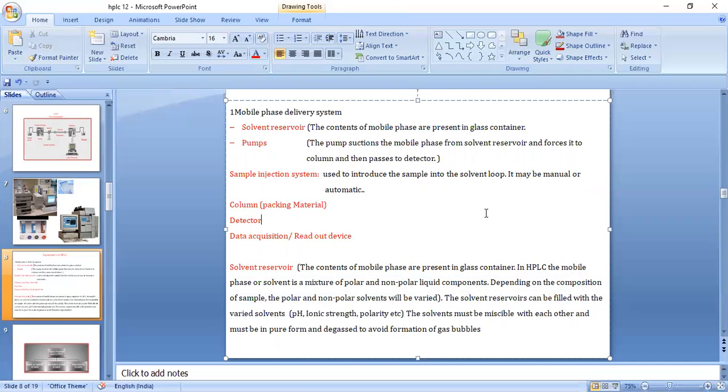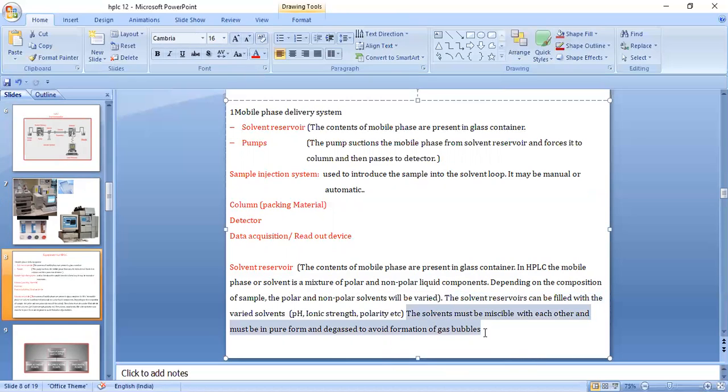For example, you are using methanol and water for the separation of polar components. Depending upon the polarity of the samples, you can vary the concentration of the methanol. You can increase the concentration of the methanol, or you can increase the concentration of the water in a programmed manner, and then it helps in easy separation of the polar compounds. So again, it depends upon the type of molecule or the type of mixture you are going to analyze. The solvent reservoir can be filled with varied solvents which have different pH, ionic strength, and polarity.